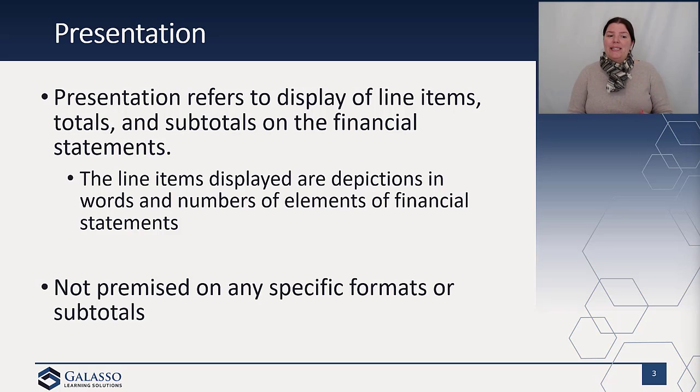When we think about these line items, they are depictions in words of the actual element and number of the elements. But we don't, for example, give every cash account its own line. We tend to aggregate it, but we might disaggregate other items on the face or potentially in the notes. What this helps us understand is when something is required to be on the face versus when it's supposed to be somewhere else, or when there is optionality.